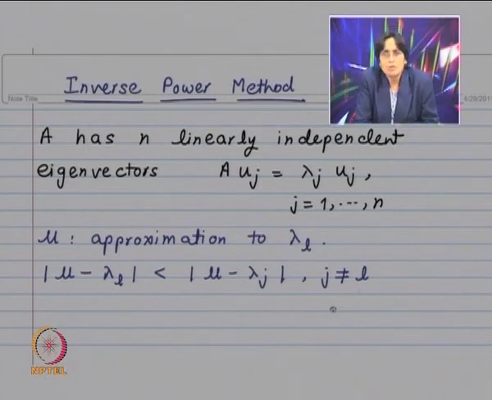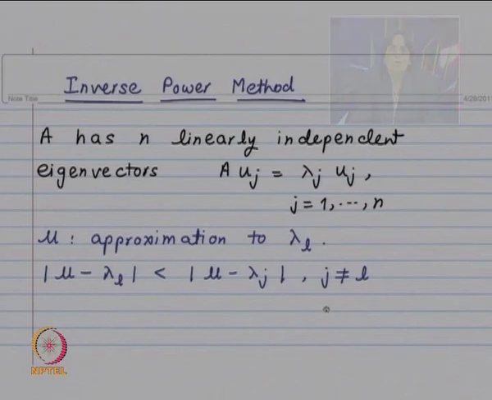Now, our eigenvalues are roots of the characteristic polynomial. For the characteristic polynomial, we can find an interval in which our eigenvalue lies. For example, we had considered the bisection method. So, we have got a polynomial.